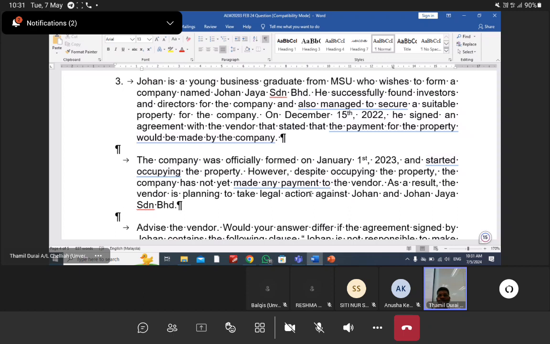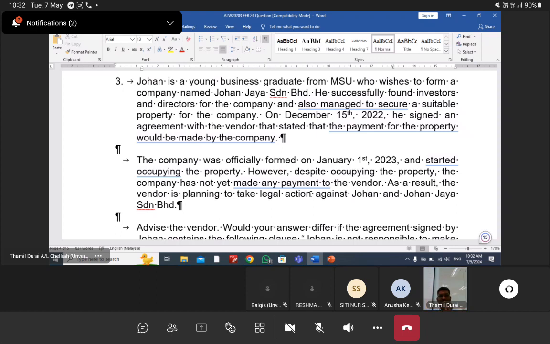Okay, right. So on the 15th December, he signed an agreement with a vendor, stating that payment for the property would be made by the company. So that means he entered into a contract with a vendor, meaning seller, buying a property for the company. Okay, so he entered on behalf. That is promotion work, clearly.